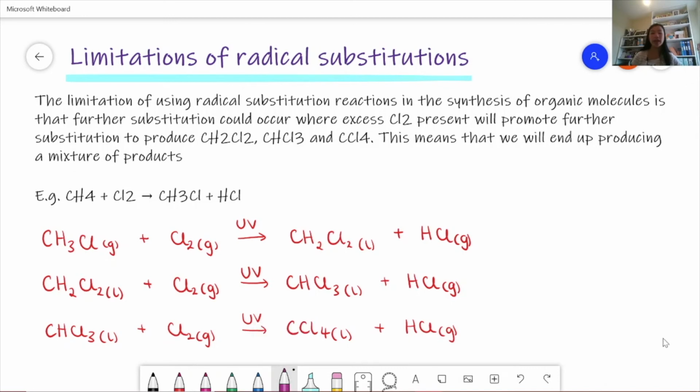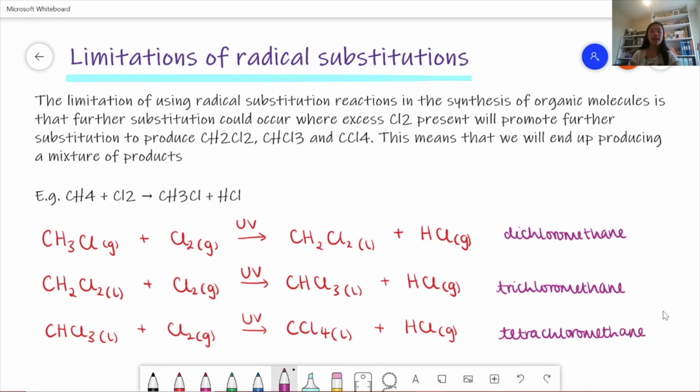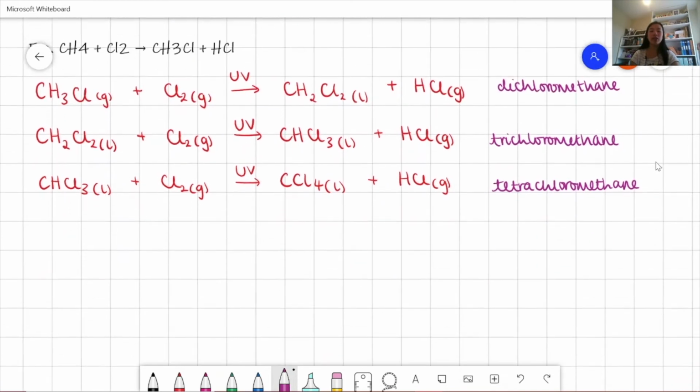So the first one is dichloromethane, because now we have substituted 2 chlorines. And then the next one which can be produced is a trichloromethane. And the last one which can be produced is a tetrachloromethane. And basically what happens is that more propagation steps will occur.